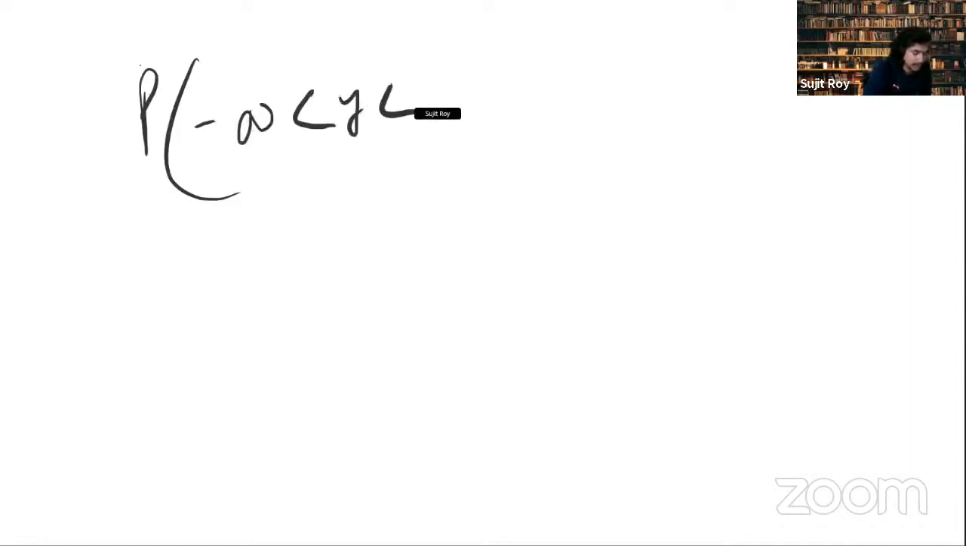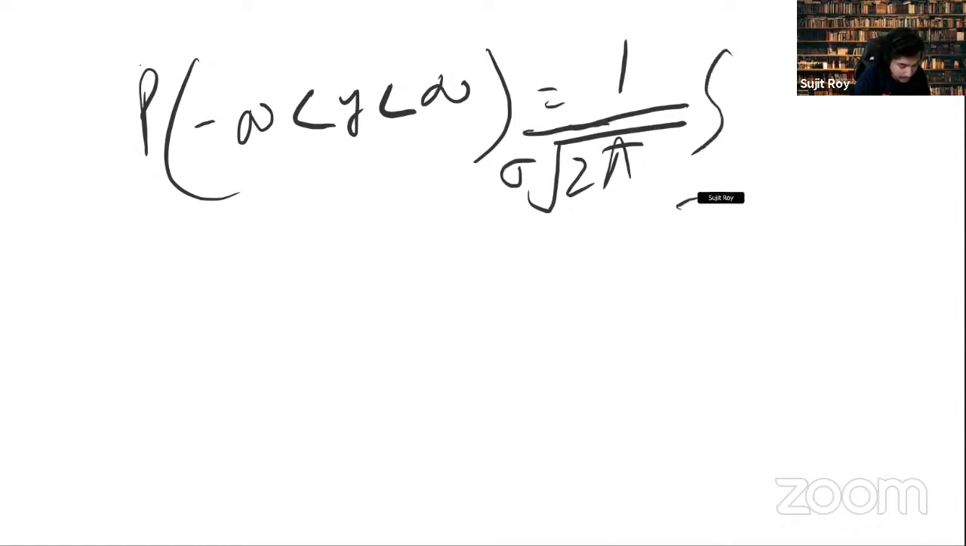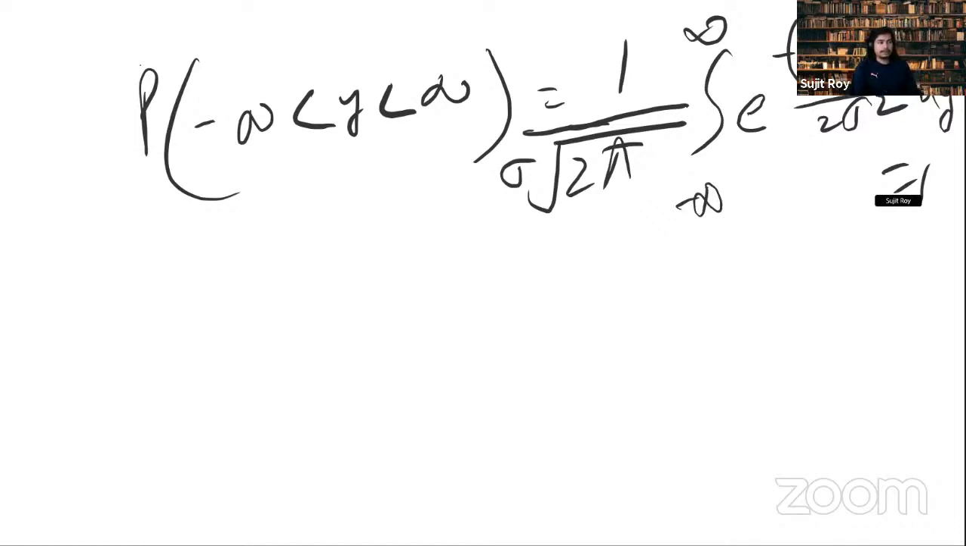So the total area under the curve is normalized to 1, and the probability integral from minus infinity to infinity of 1 by sigma root 2 pi e to the power minus (y minus mu) whole square by 2 sigma square dy is equal to 1. So this is for the area under the curve normalized to 1.